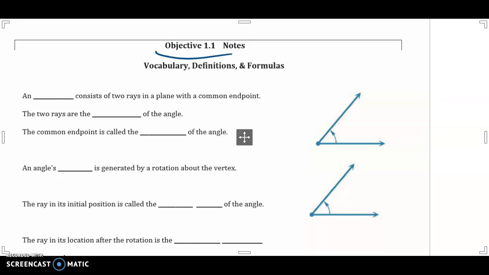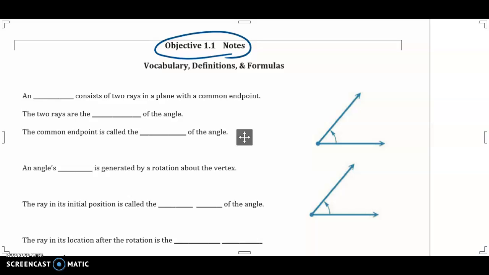Hey guys, welcome to Unit 1, Lesson 1. In this unit we're going to have a mixture of new and old things, so I'm going to go quickly through some things you should already know, and I'm going to slow it down as we come across the new things.